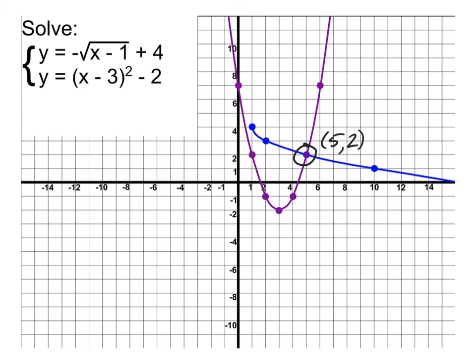Remember, the x-coordinate first, then the y-coordinate. That is over, then up. So since 5, 2 is the only point, that's what I'll type in as my answer, is 5, 2, with the parentheses around it, because in this case, yes, the first number is x and the second number is y. And that one's done.